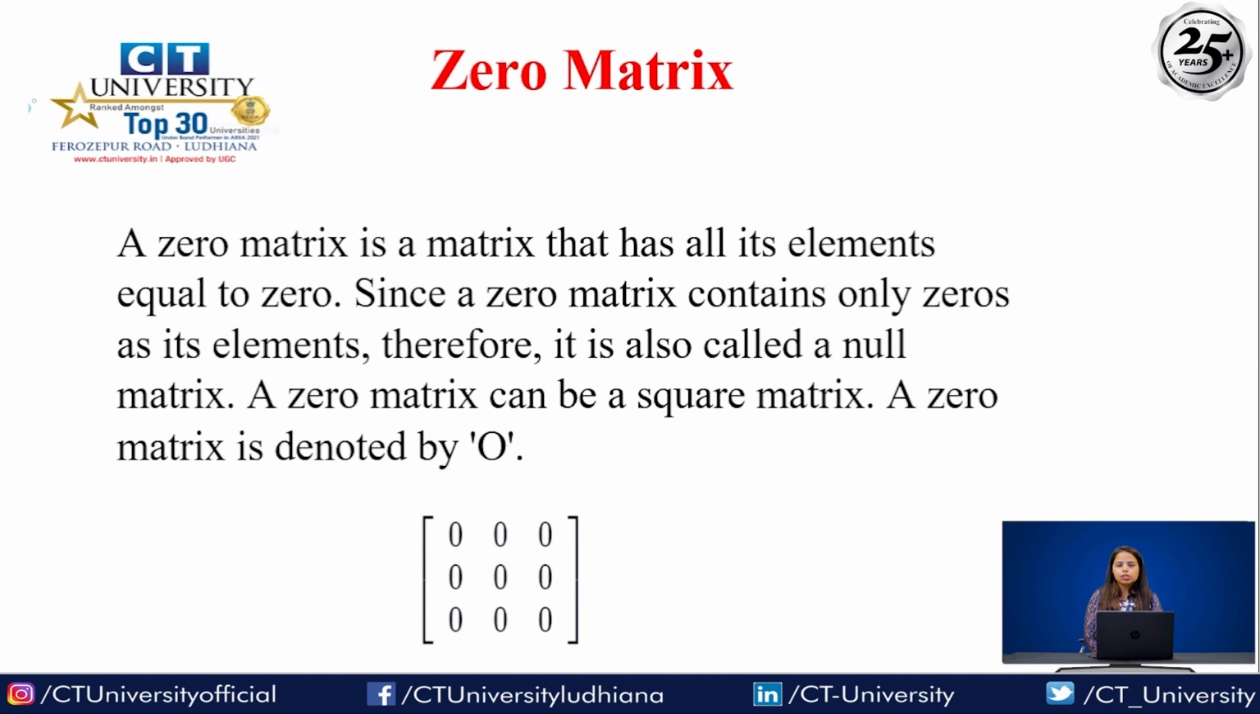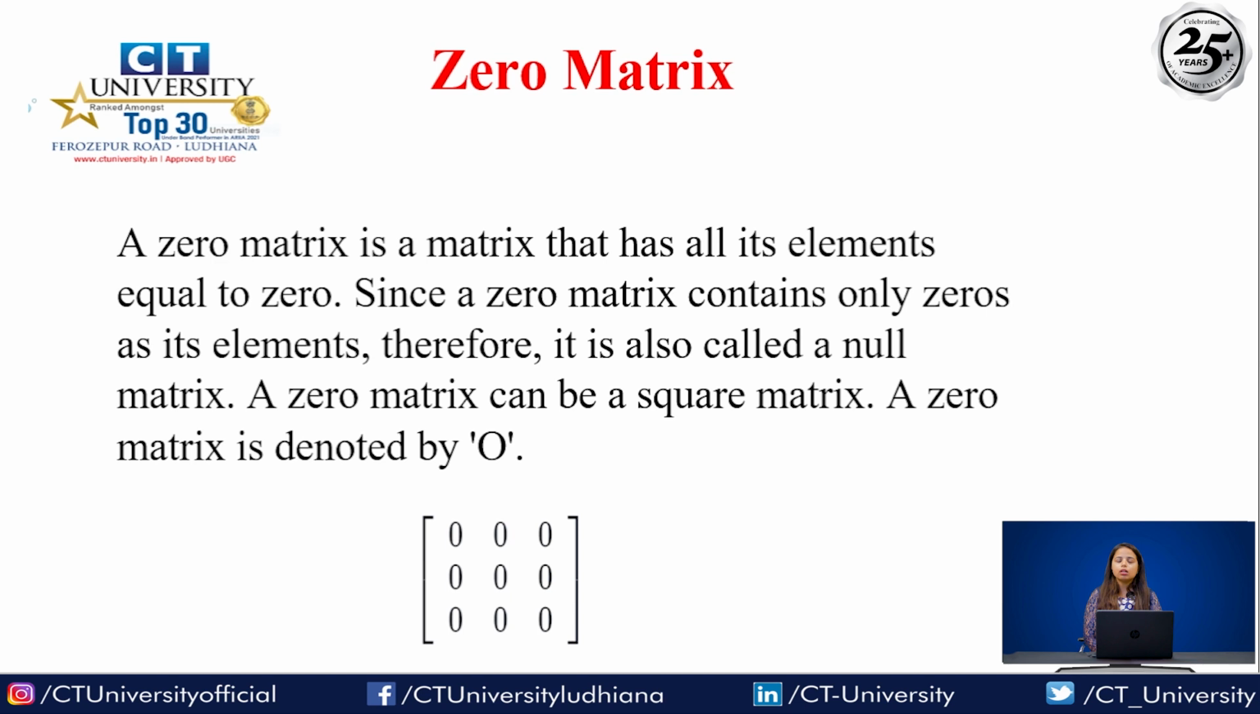Now your next definition is the zero matrix, a very important and interesting example. So what is a zero matrix? A zero matrix is a matrix that has its elements equal to 0. All the elements are equal to 0. Since a zero matrix contains only 0 as its elements, it is called a null matrix. A zero matrix is also called a square matrix. A zero matrix is denoted by O.